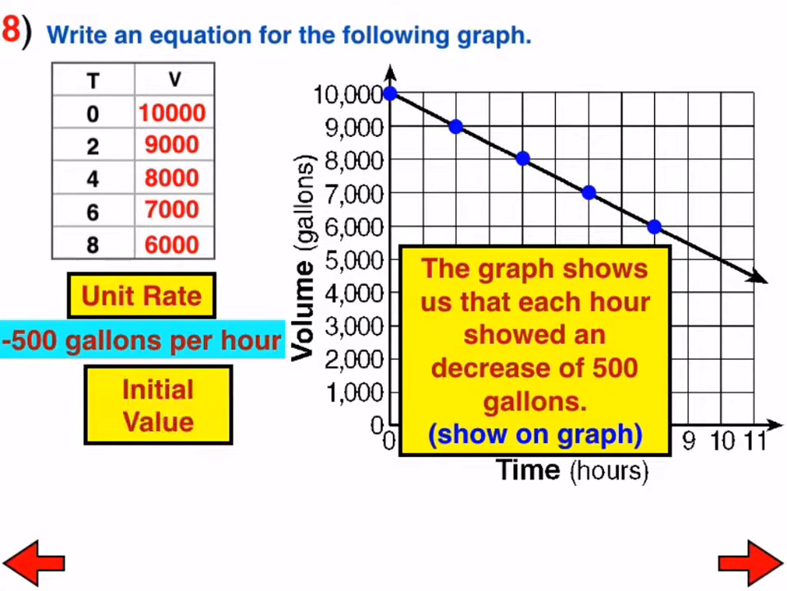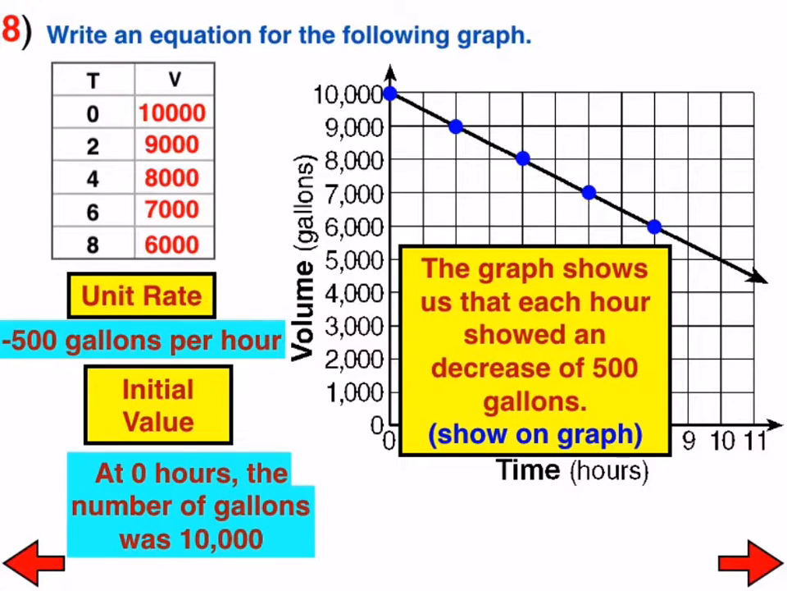And our initial value, of course, is at 0 hours, the number of gallons was 10,000, and so that gives us an equation of y equals, or v equals in this case, because I did give you different variables, v equals 10,000 minus 500t.